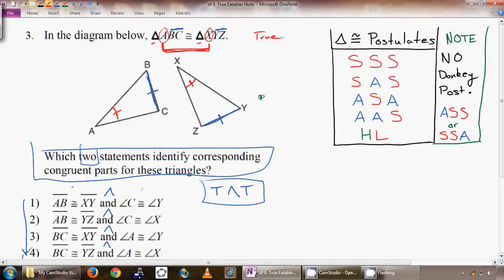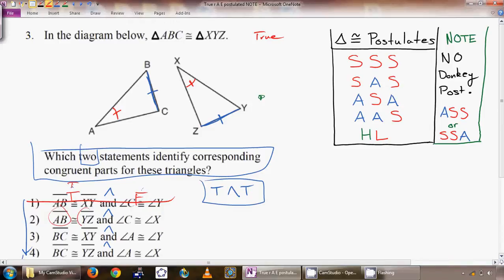So let's see. AB is congruent to XY. Yeah, that makes sense. That's true. And then angle C is congruent to angle Y. Angle C is congruent, no, it should be congruent to angle Z. So that's the false one, I can rule that out. I'm going to get rid of this so it's a little bit clearer when we work through it. Let's come back to this one.